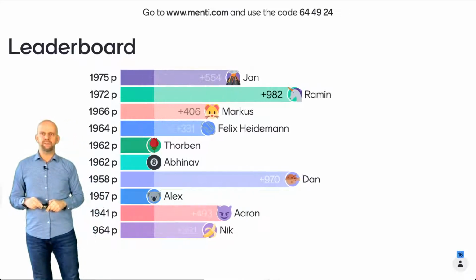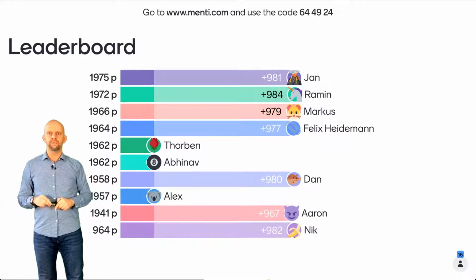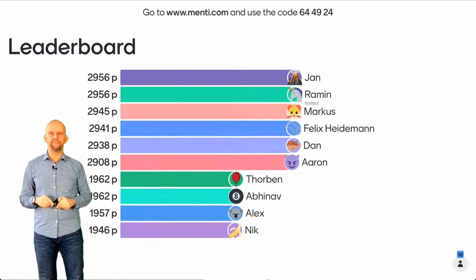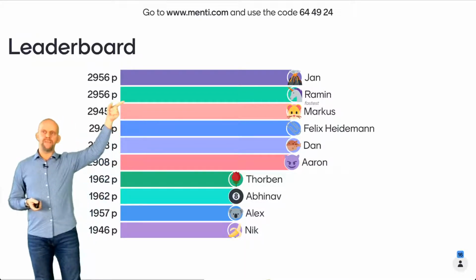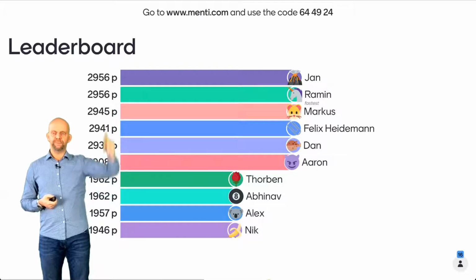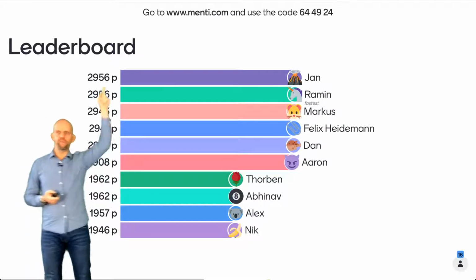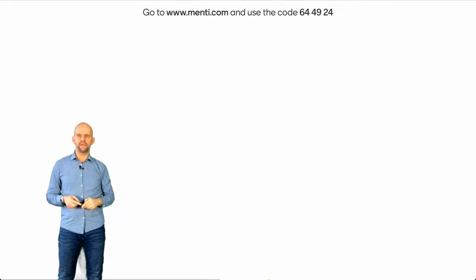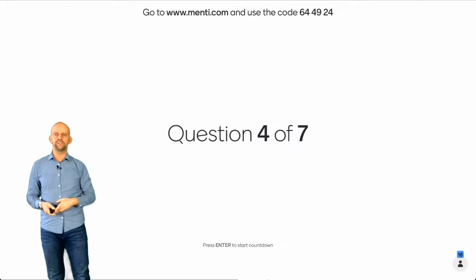What happened? Okay, Alex, Torben, and Abhinav dropped some points. That mixes up the field. Jan is still holding the front, but he's been joined by the magic unicorn, Ramin, with the same number of points. They're actually tied in first place. Markus behind, Felix, Dan, and Aaron. Not too far behind, slow but steady. We'll see how many more he can pass by giving the right answers.